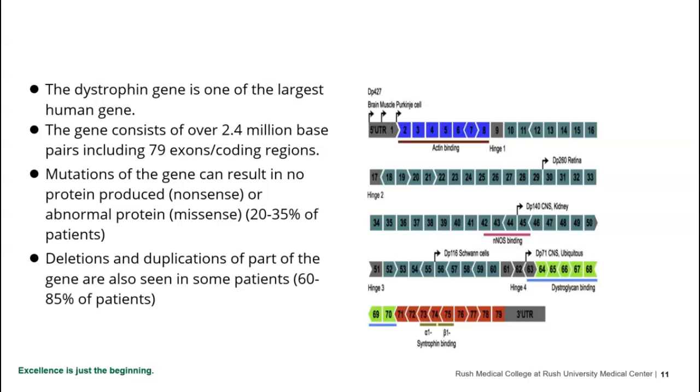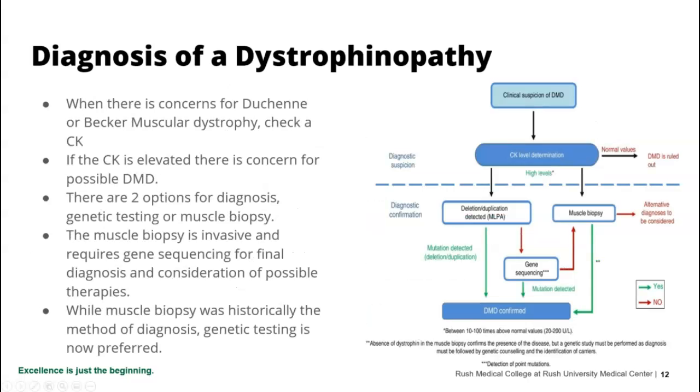So the dystrophin gene is one of the largest human genes. It consists of 2.4 million base pairs and 79 exons or coding regions. Mutations of the gene result in no protein or nonsense or abnormal protein, missense, in about 25 to 35% of patients. But a deletion of the entire gene occurs in between 60 and 85%. So a deletion of the gene is very common, or a mutation where there's a stop codon. But in most cases, there's a problem with exon 51, which is right over here, right near this hinge.